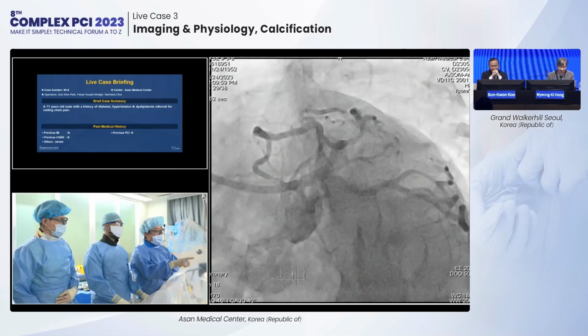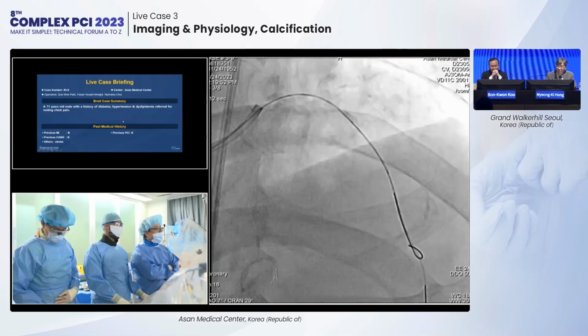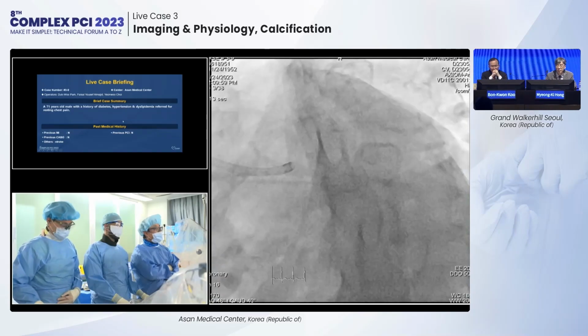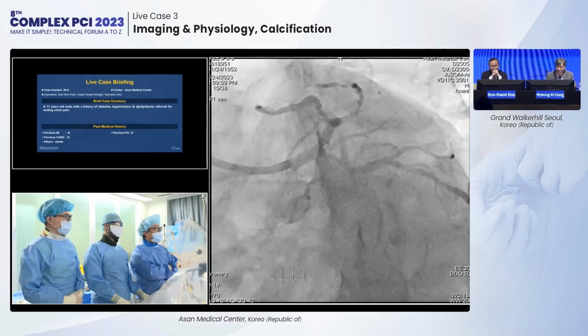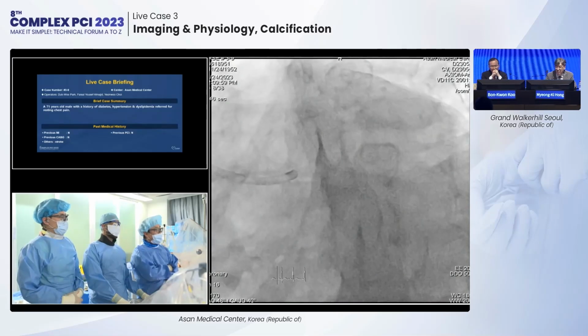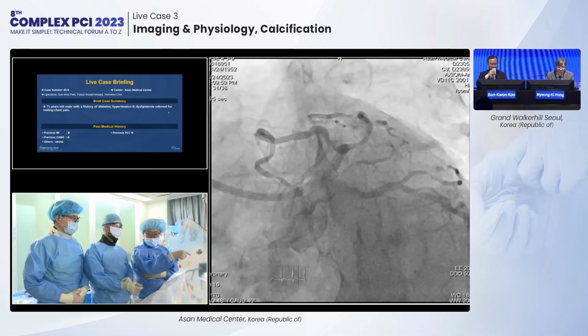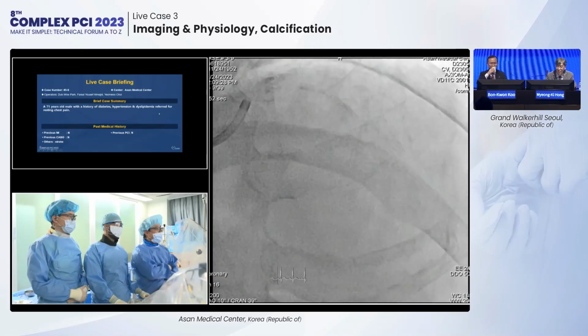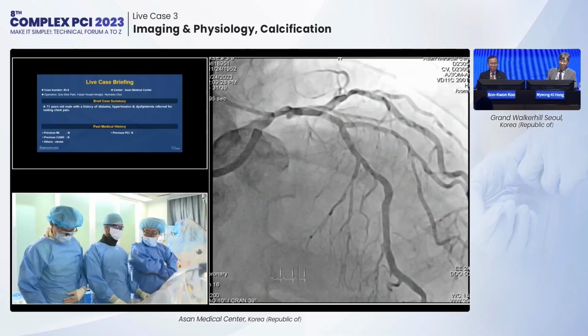Is there another view? Next one. Previous one. Yes, this is the LAD ostium, and the circumflex ostium looks tight. Before, the previous one. This is the epicranial view. Also, we will show the first image.